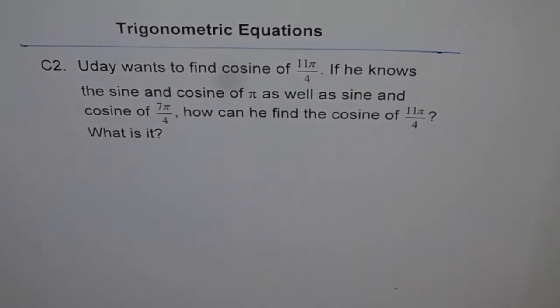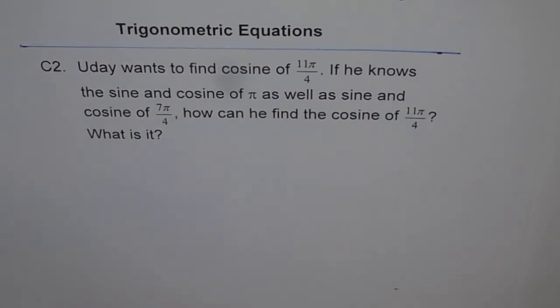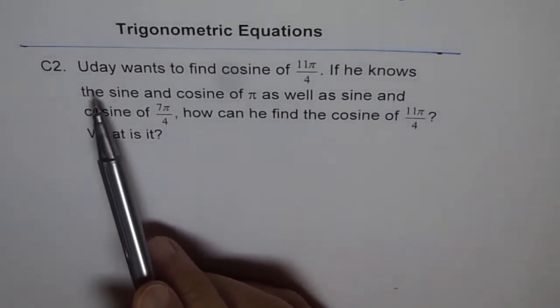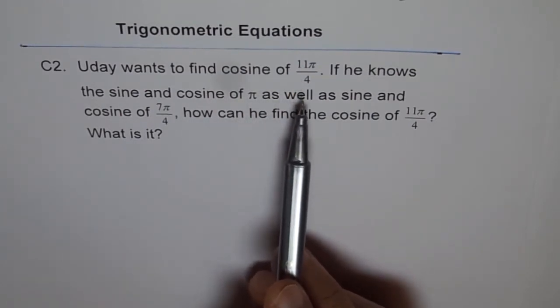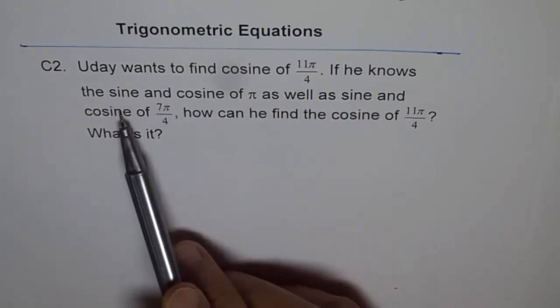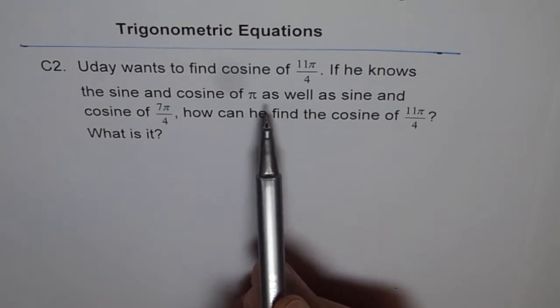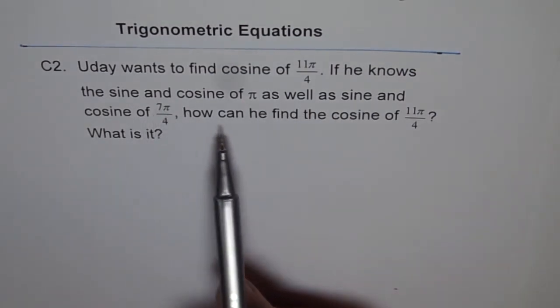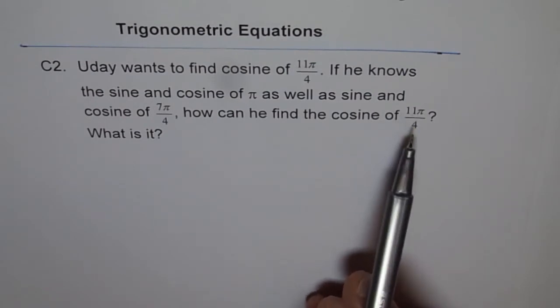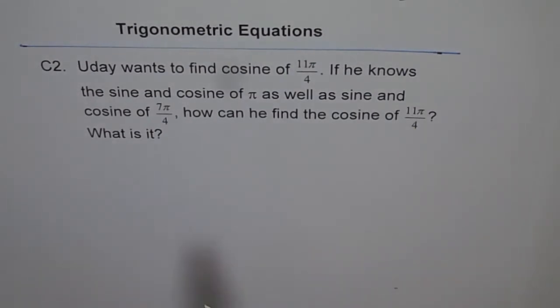Trigonometric equations. We are working on compound angle formulas and trigonometric equations. This is a communication question on the same. C2. Uday wants to find cosine of 11 pi by 4. If he knows the sine and cosine of pi as well as sine and cosine of 7 pi by 4, how can he find cosine of 11 pi by 4, and what is it?